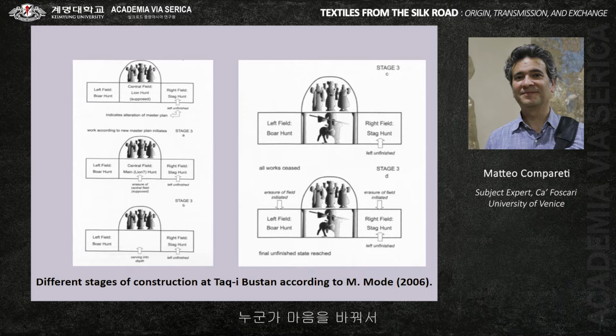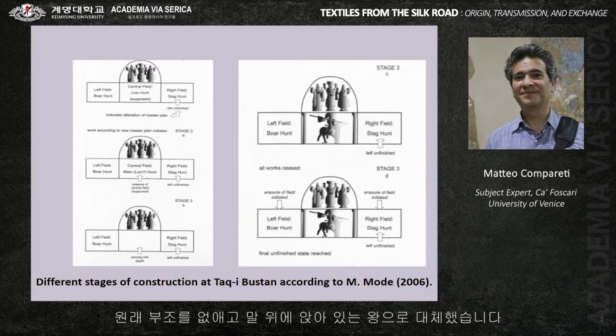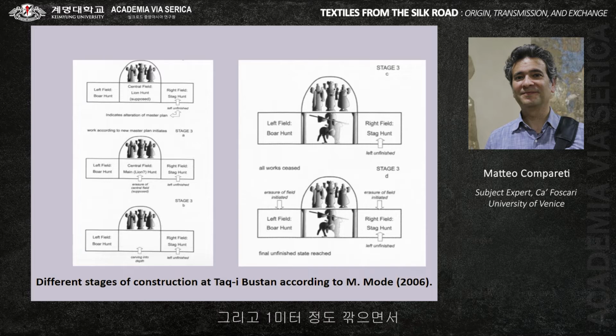Somebody changed his mind and decided to destroy this hypothetical third hunting scene and decided to substitute it with the king sitting on the horse. And the only way to do this was destroying at the surface level and carving something like 1 meter deep into the bottom, into the rear part of the grotto.